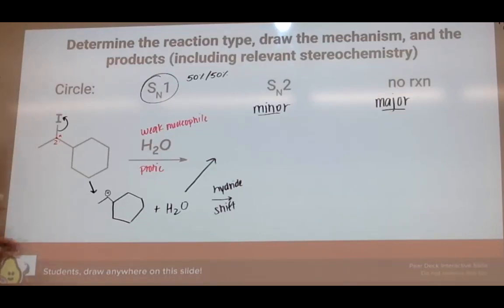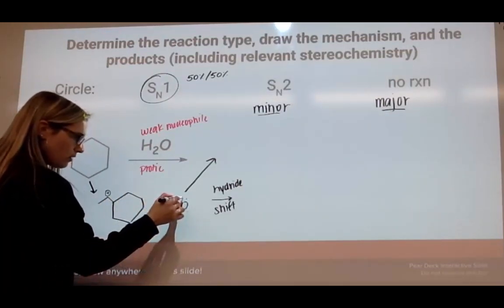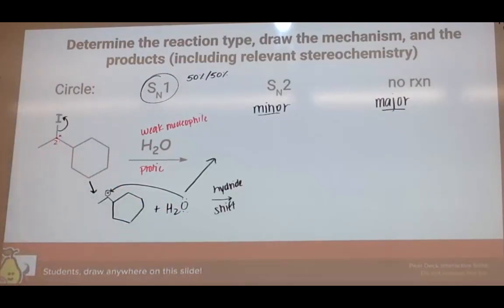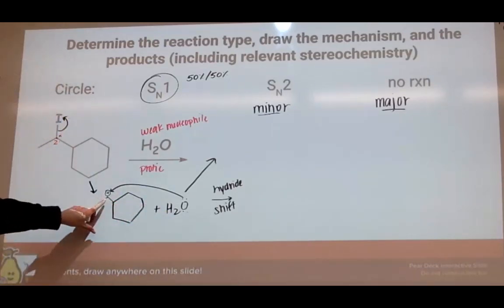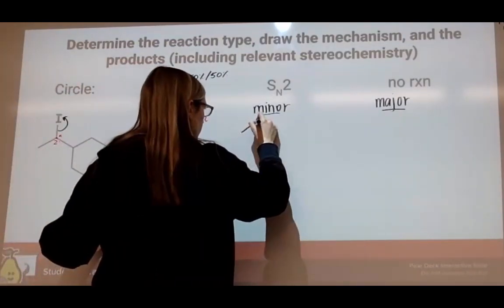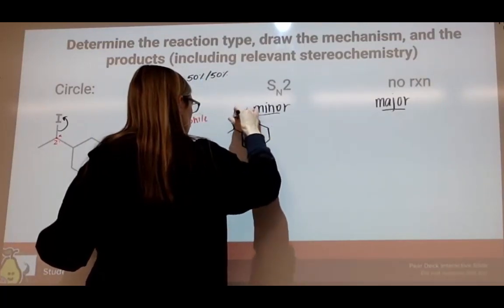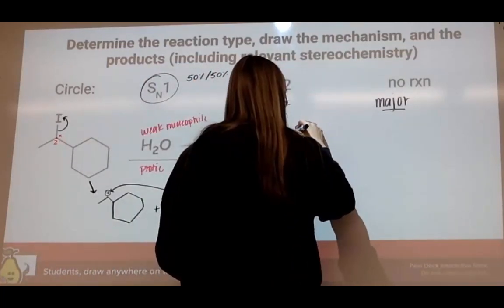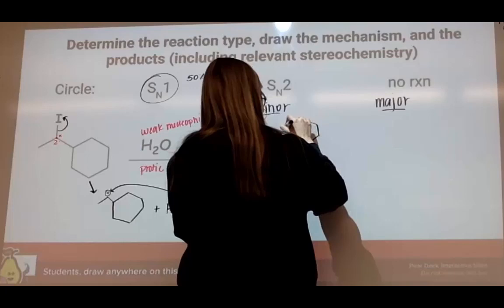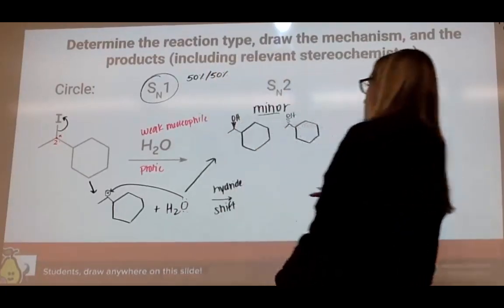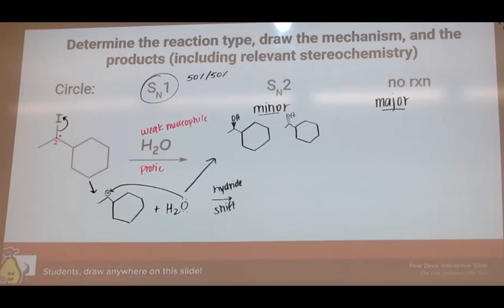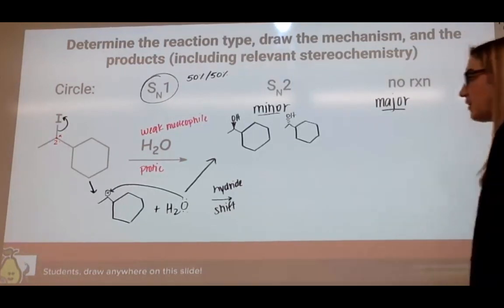So what happens if there is no shift? Well, water is going to attack this carbocation. I didn't leave myself space for the rest of the mechanism. I'll show the rest of the mechanism for the hydride shift. Water is going to attack, right? That's going to put the OH up here. Here's our two minor products. There's OH and there's OH. So there's our minor products. The OH is on that secondary.